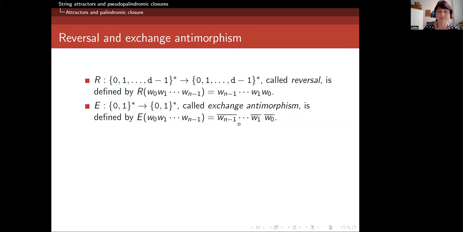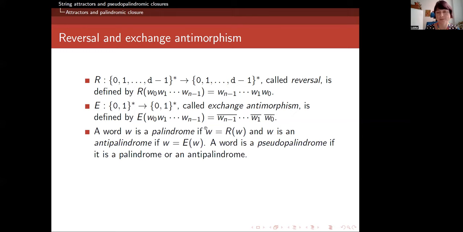And I say then that a word W is a palindrome if it is equal to its reversal. And W is an antipalindrome if it is equal to its E image. And a word is a pseudopalindrome if it is either a palindrome or an antipalindrome.